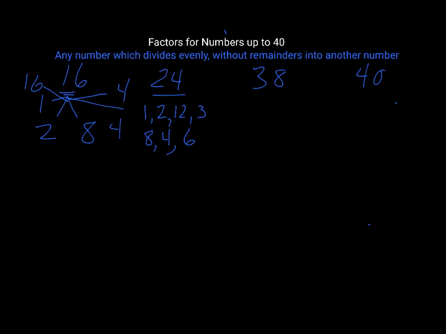All right, what about 5? No, because 24 does not end in 0 or 5, so we can't use 5. What about 6? Well, we've got 6 already. What about 7? No, 7 doesn't go. 8, we've got 8, yes, 3 times 8 is 24. 9, nope. 10, nope. 11, nope. And so on. Okay, so the only other number that we can add to this list is 24 itself, because the number itself is always considered a factor.